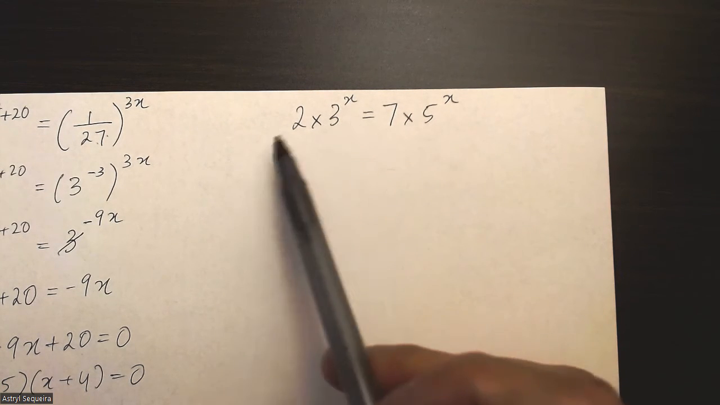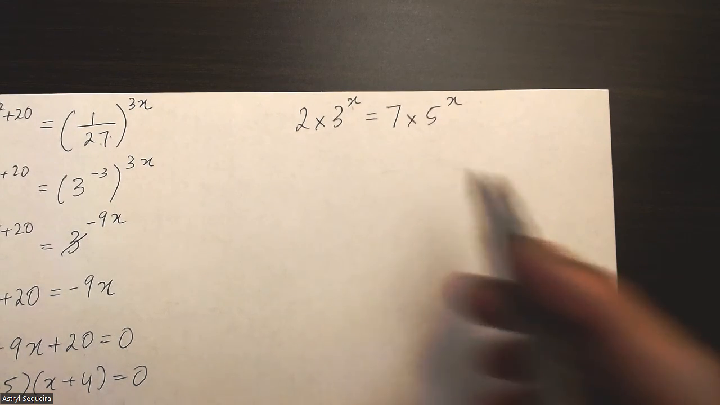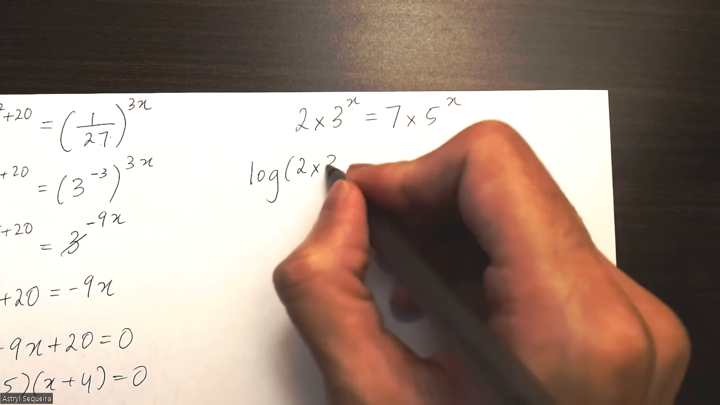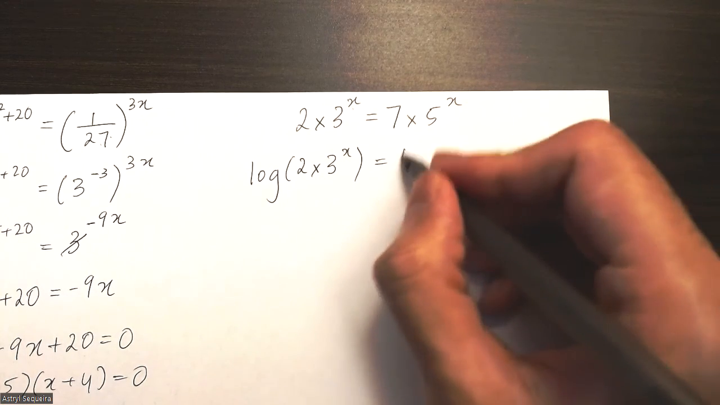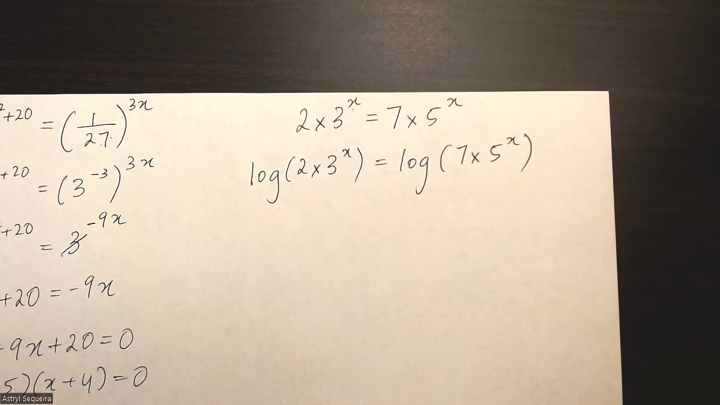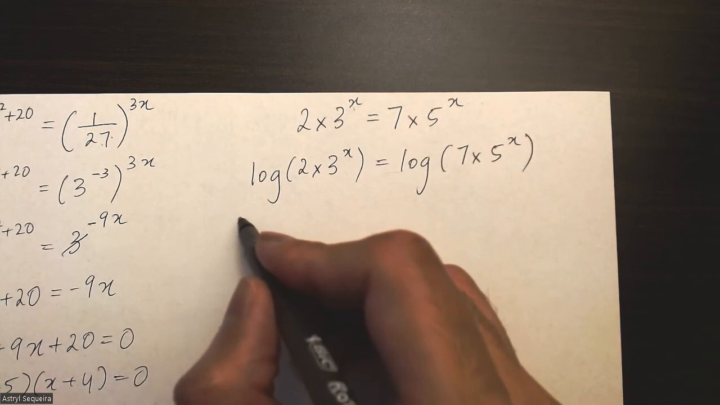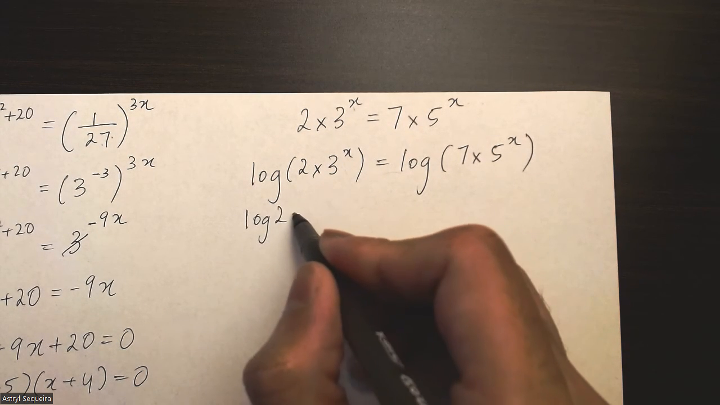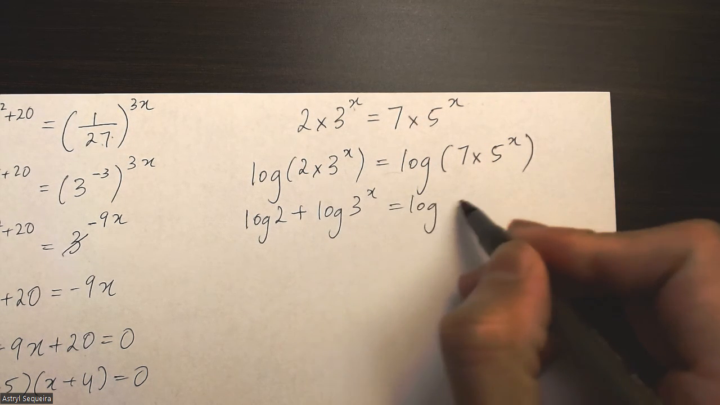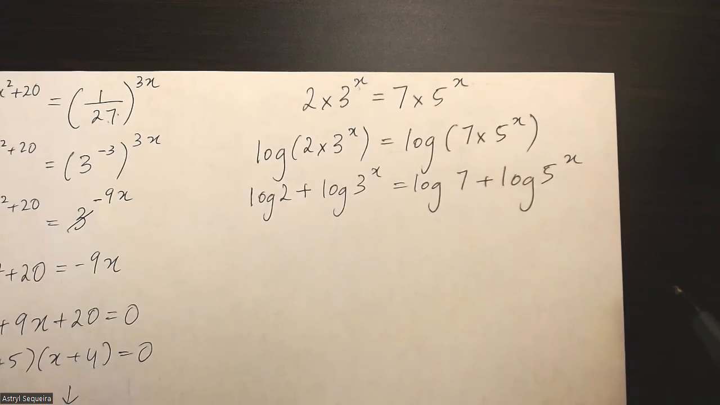It's impossible to make the bases the same, and I have x in the exponent on both sides. So the first thing I'm going to do is log both sides. Then I'm going to use my rules of logs, split these up. So this is log 2 plus log 3 to the x equals log 7 plus log 5 to the x.